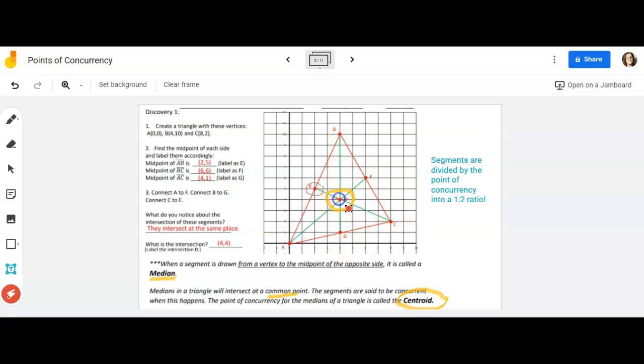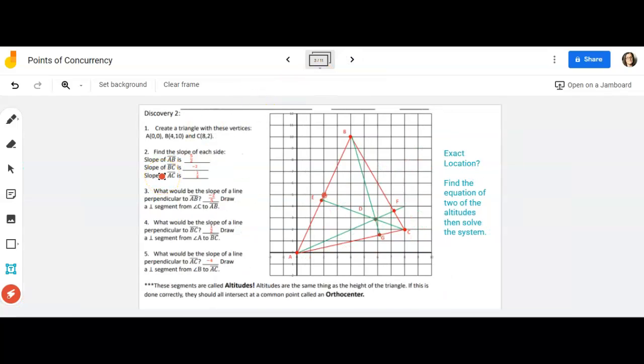Whatever this is, this is twice as big. Whatever this is, this is twice as big. And then the whole thing is always 3 times the smaller piece. So that is kind of what's special for these. So this spot cuts each median into a 1:2 ratio.